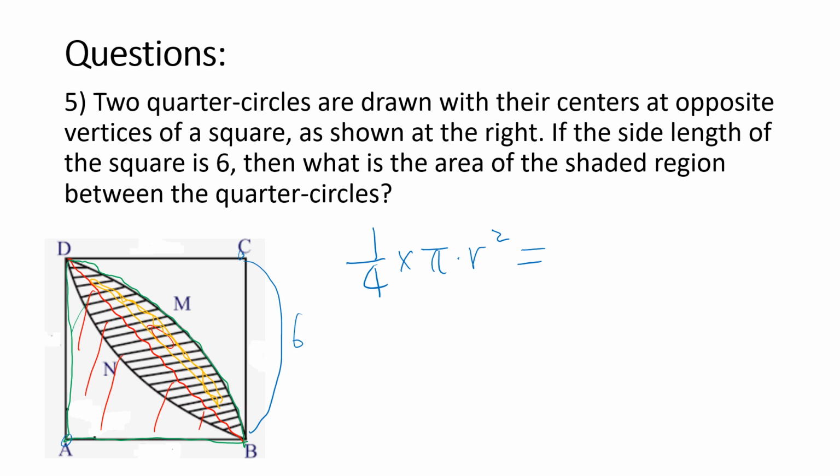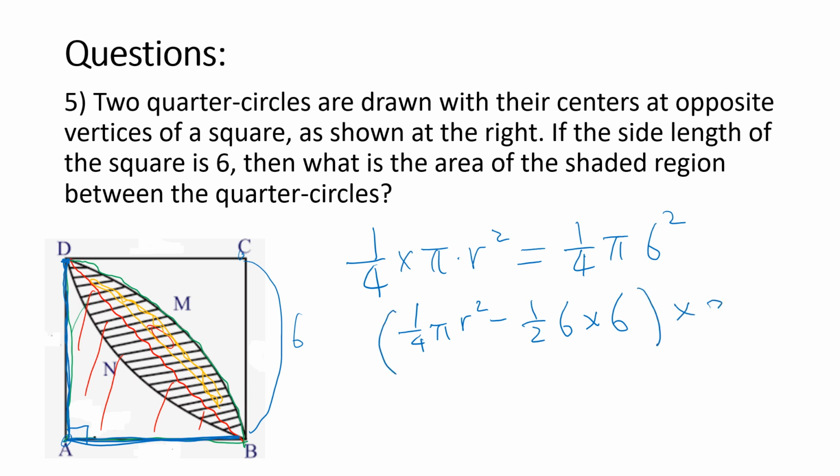R is 6. AD is 6. So a quarter pi of 6 squared. And that area has to be minus the lower triangle in red. The triangle is 1/2 times the base, which is AB, which is 6. And for the height, you go from the opposite vertex and draw a perpendicular line. So AD is the height, which is 6. This would be the area for the upper part of the shaded area. Then we multiply that by 2, and that would give you the final answer. The quarter of a circle minus the triangle gives you the difference of the 2, and you multiply by 2 in the end.